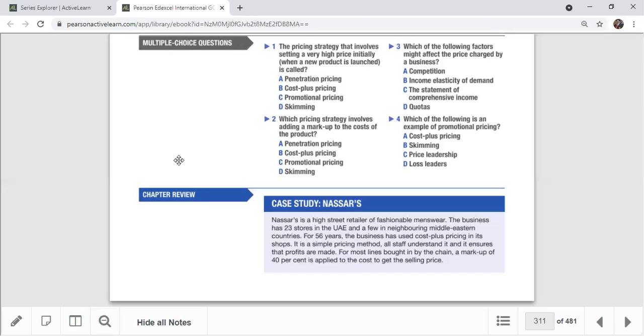The business has used the cost plus pricing strategy in its shops for a long time. It is a simple pricing method that all staff understand, and it ensures that profit is made. For most lines bought in by the chain, they keep a markup of 40%, which is applied to the cost to get the selling price.